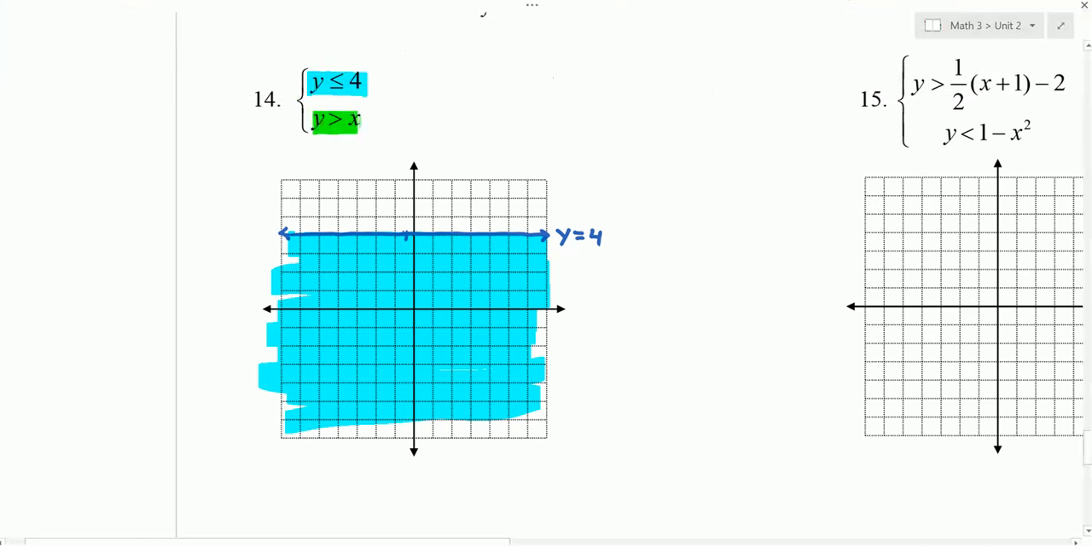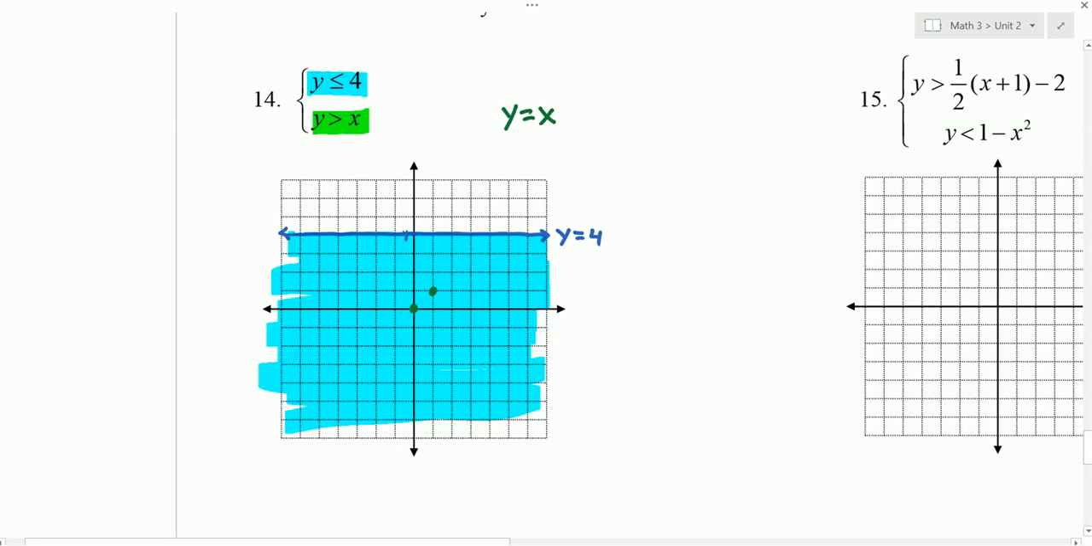I'm going to graph in green. Y is greater than x. Now if we think about y equals x, that's the line. It's a parent graph. It goes through 0, 0. If you plug in 1 for x, you get 1 for y. And notice we don't want to graph y equals x. We want to graph y is greater than x.